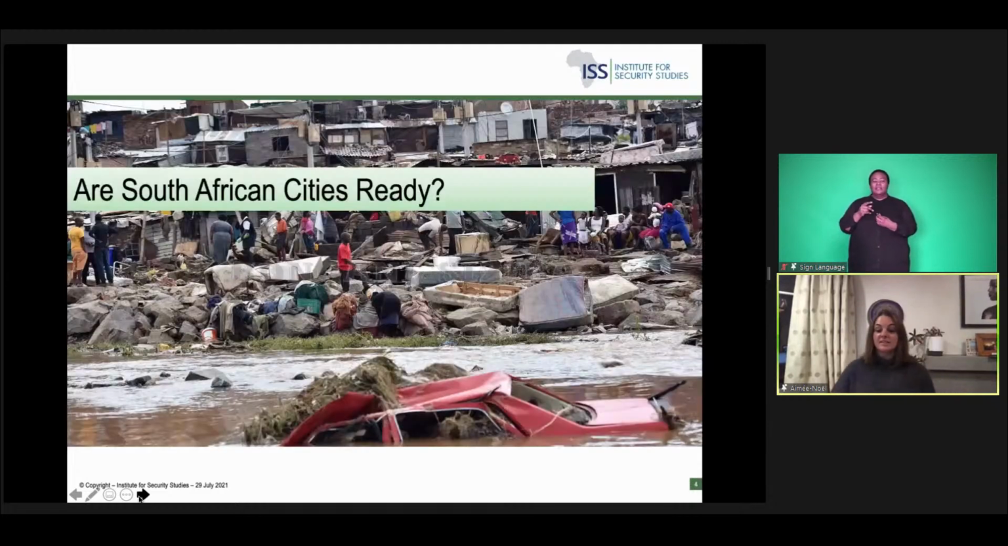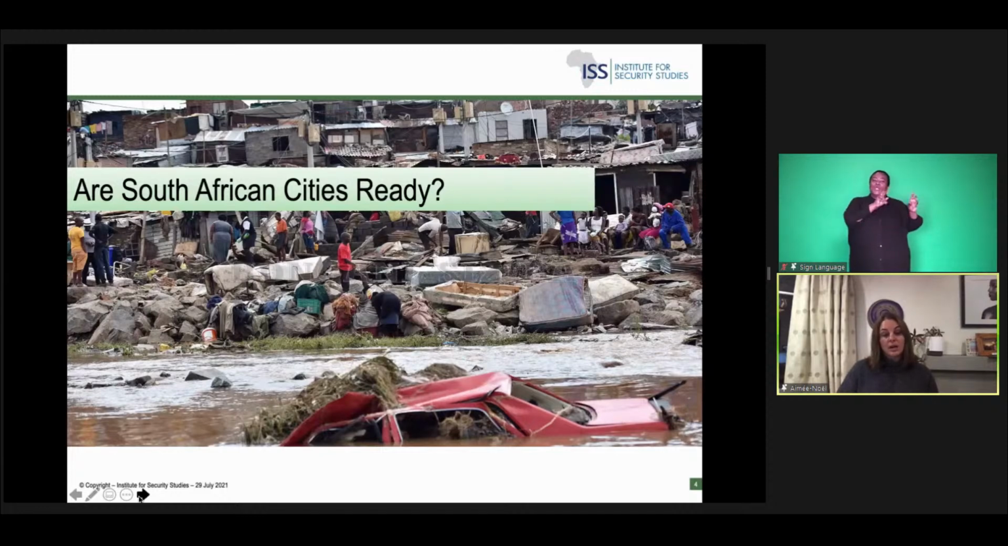So are South African cities ready? The extent to which climate migration and urbanization are disasters or a development opportunity, as we've already heard from Justin, depends really entirely on the responses. It's been said many times in many different ways that climate change is a threat multiplier first and foremost. That means it's going to exacerbate existing issues.